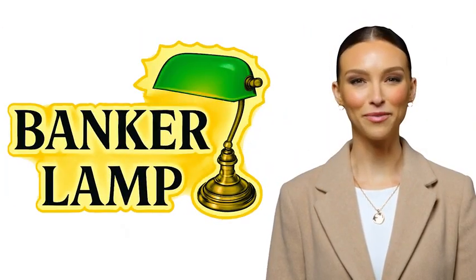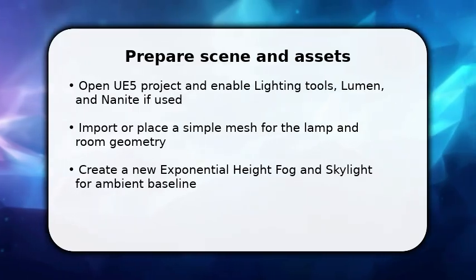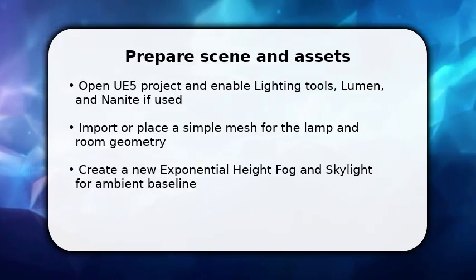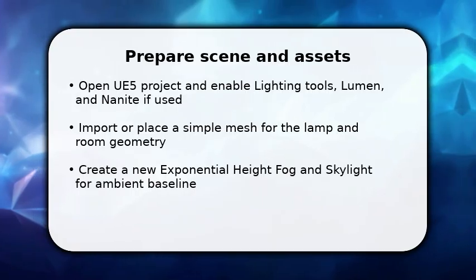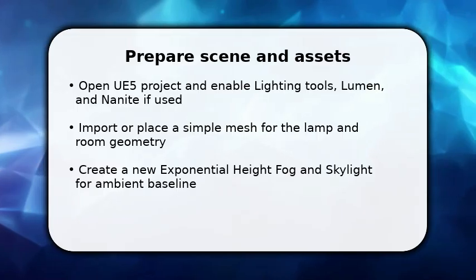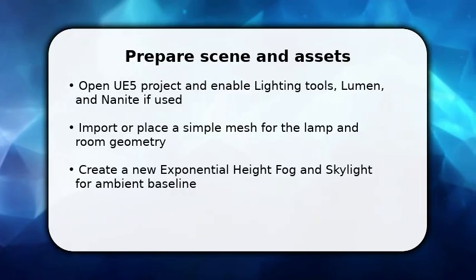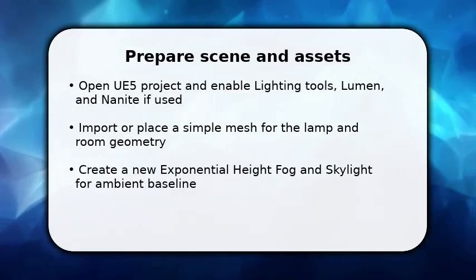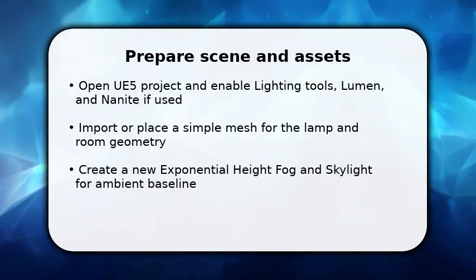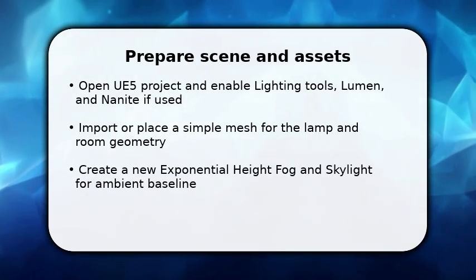Please enjoy the video. You start by placing the physical lamp mesh and basic room geometry so the light has context. Once done, enable Lumen for dynamic global illumination and add a skylight and exponential height fog to set ambient response. Make a post-process volume and set infinite extent if you want scene-wide effects. You're doing this now so subsequent emissive and light components react predictably.